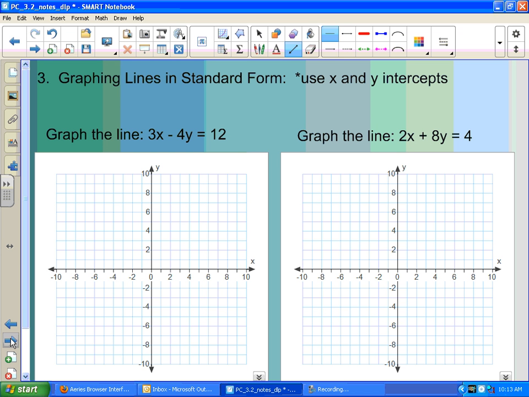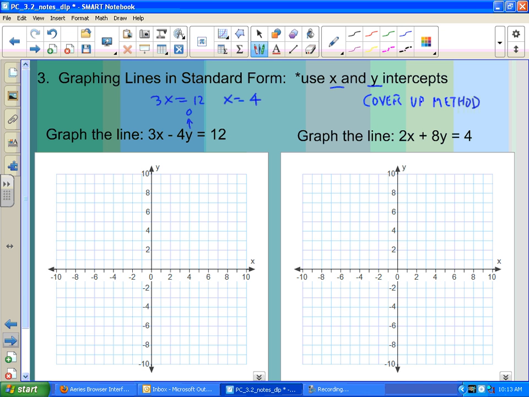Graphing standard form, you're going to find x, y intercept, and I refer to that as the cover-up method. What does that mean? Well, you want to find an x-intercept, you cover up the y. And when you're covering up, what you're doing is you're making it go to 0. So if I had 3x now equal to 12, that means x is equal to 4. That's my x-intercept.